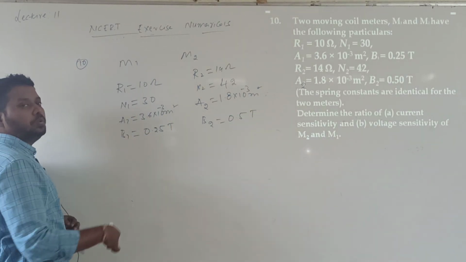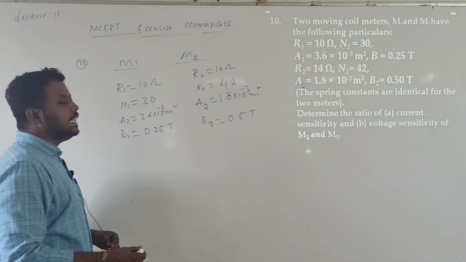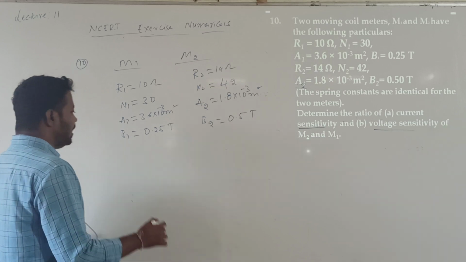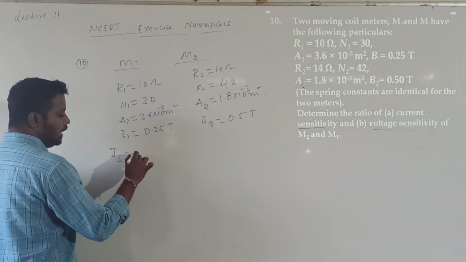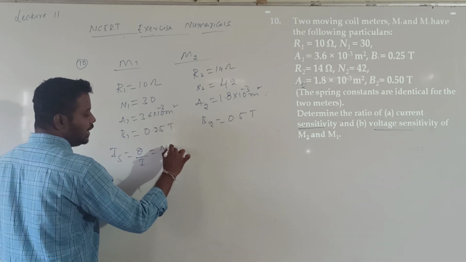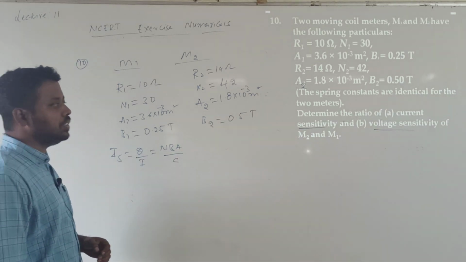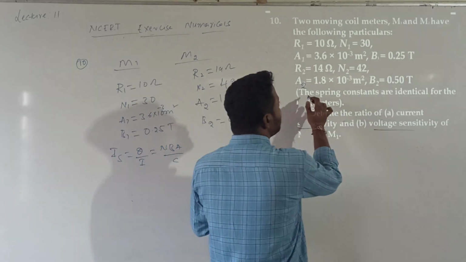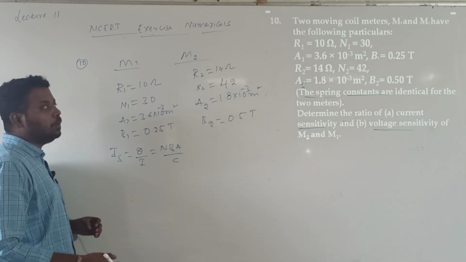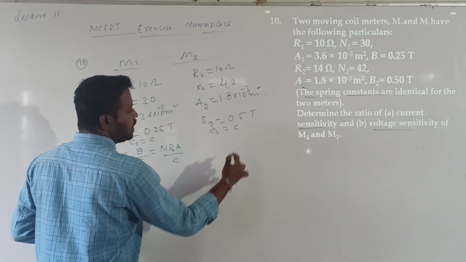So these are the two moving coil galvanometers, first one and second one. Now they are asking us to determine the ratio of current sensitivity and voltage sensitivity. What is current sensitivity? The formula: deflection produced per unit current, which is given by N into B into A divided by C, where C is the couple per unit twist. C is not given, but they are telling that the spring constants are identical. Spring constants are nothing but the couple per unit twist, so C1 is equal to C, C2 also equal to C.